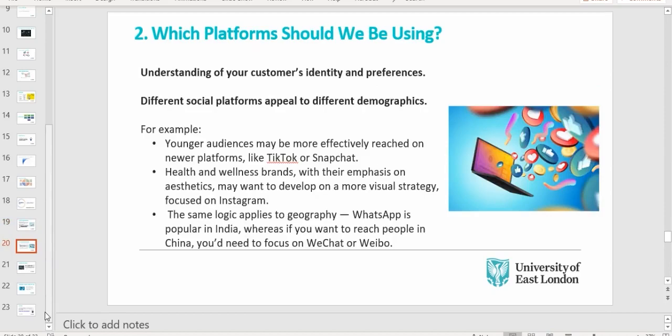Okay, so I don't have much time, so I'm just going to quickly take you through the rest of the questions. Which platform should we be using? I think I already covered this to some extent.